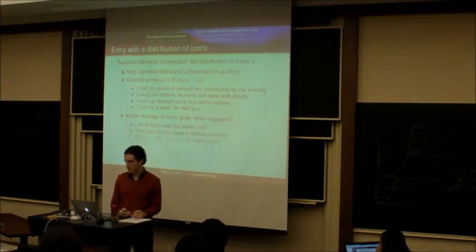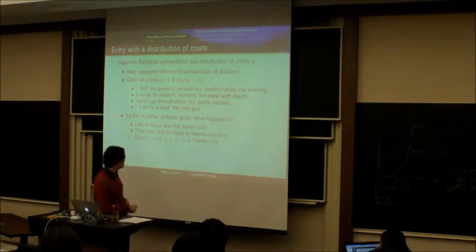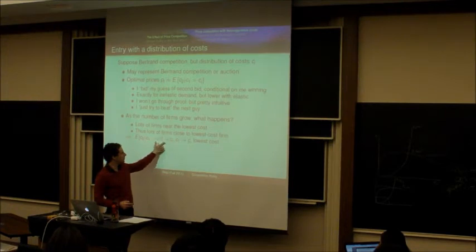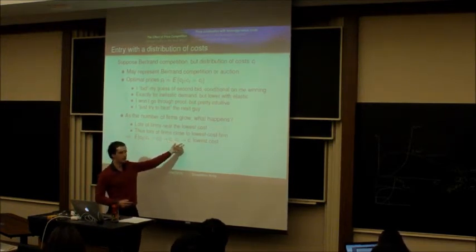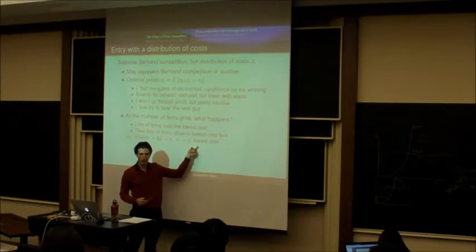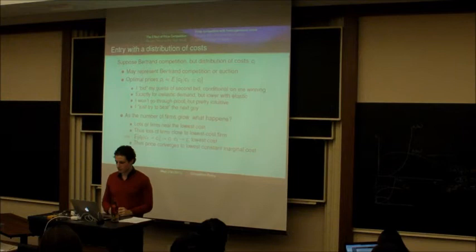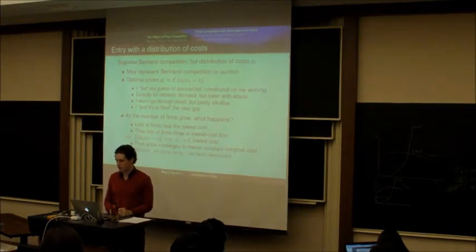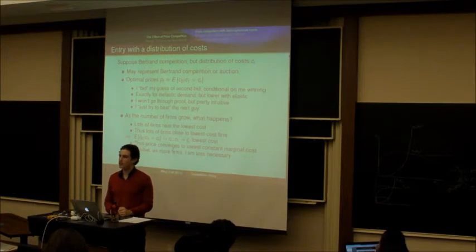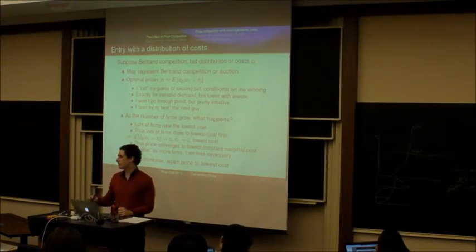So my expectation of what the second lowest cost is going to be, given that my cost is the lowest cost, is going to get driven towards what my cost is, and my cost is going to get driven towards the lowest possible. The winner's cost is going to be driven towards the lowest possible cost. And thus price eventually converges to the lowest constant marginal cost. Intuitively, as there are more firms, each individual firm is less necessary to the whole. And so again, price is going to get driven down to cost.